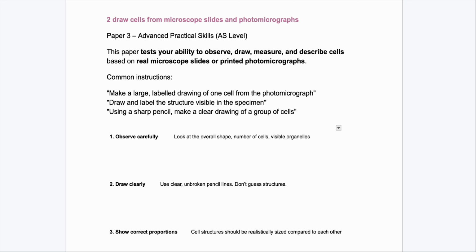So let's go back to the rules. You have to use a sharp pencil. Obviously no pens, no highlighters. This is for people who might not have done GCSE biology, or who genuinely don't know. I'm going to go over the basic rules.